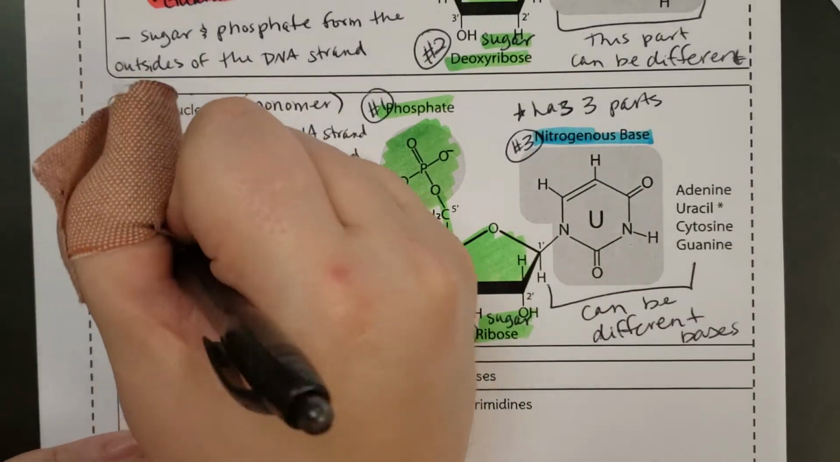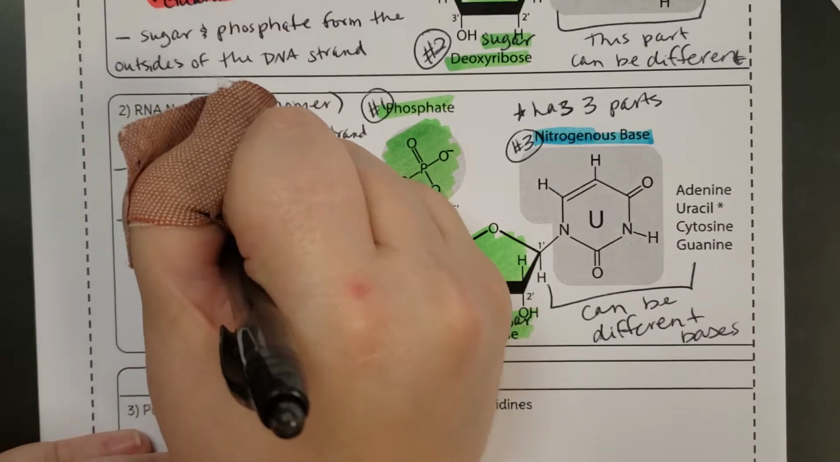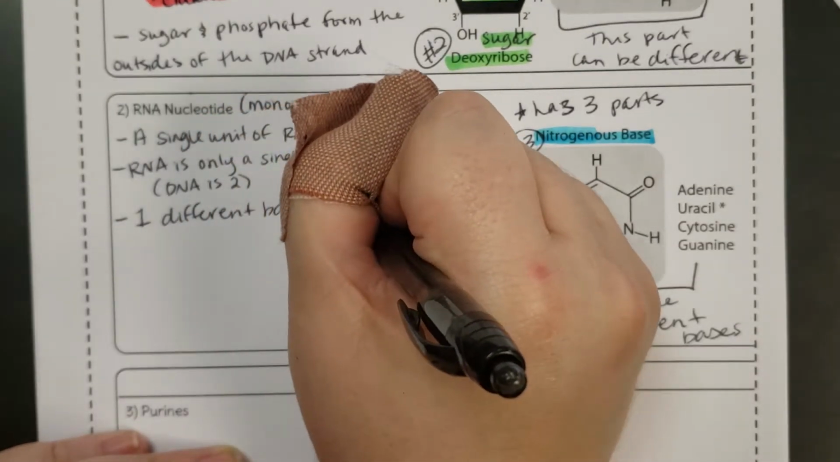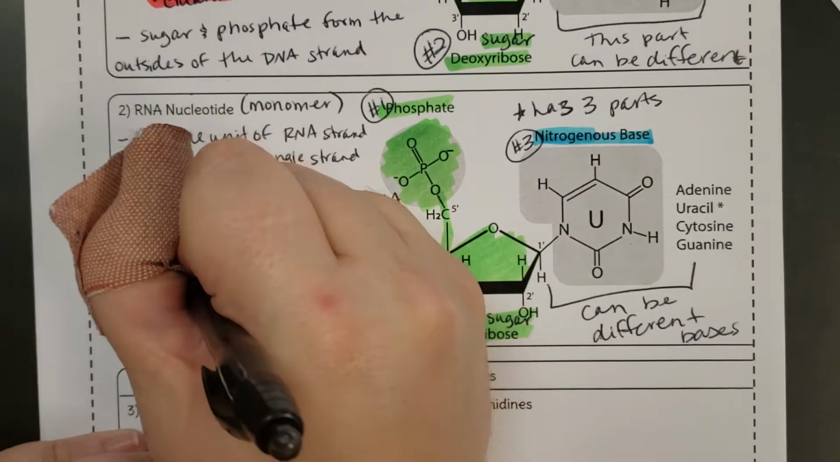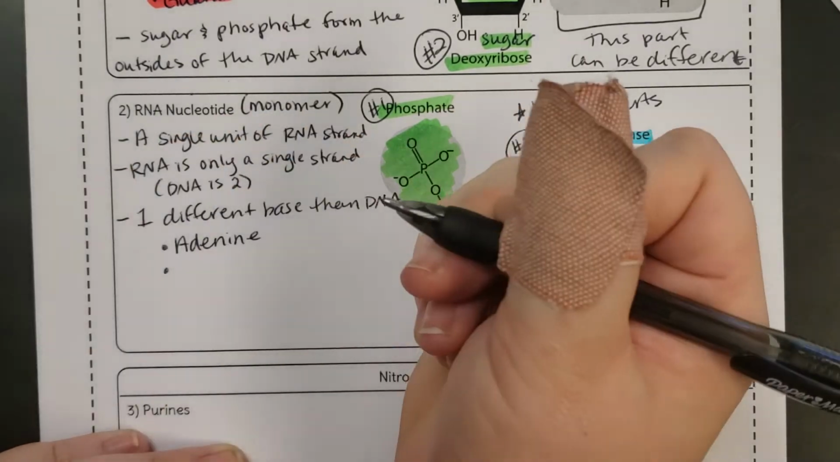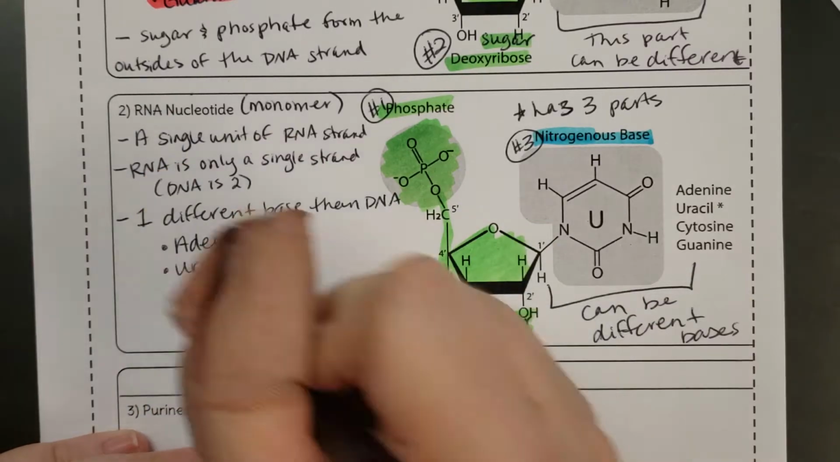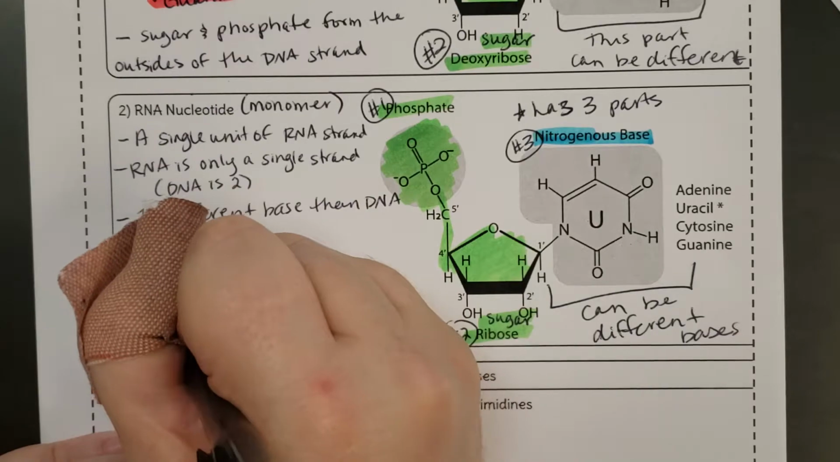It has one different base than DNA. We're going to list them here. Okay, so it has adenine, which is the same, but then instead of thymine, it has uracil, and then the other 2 are the same, cytosine and guanine.